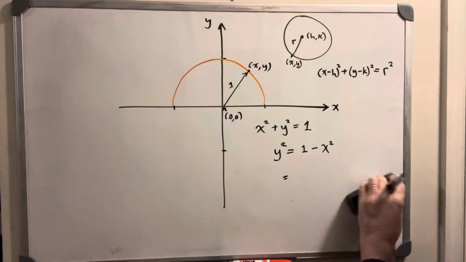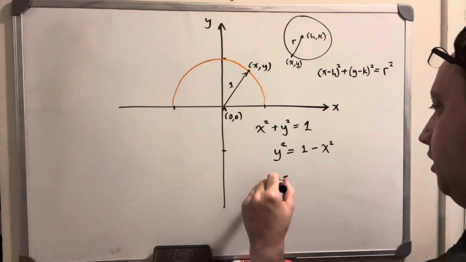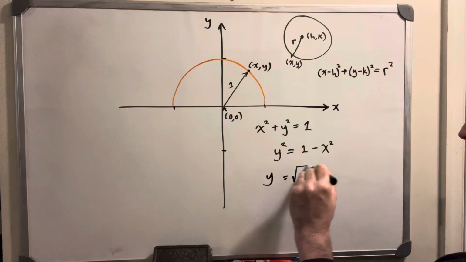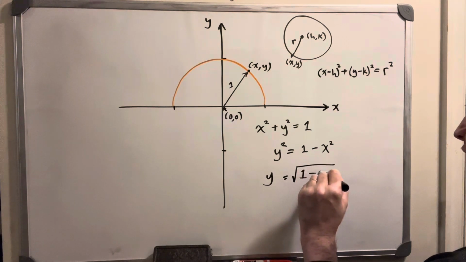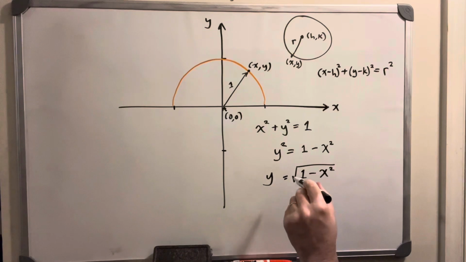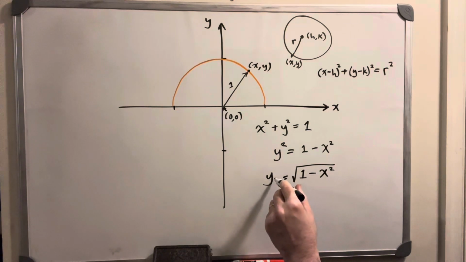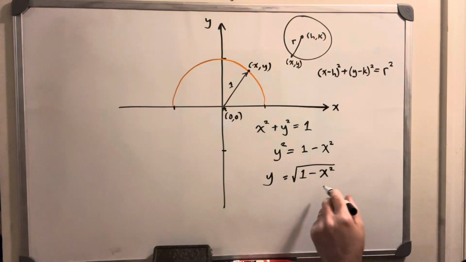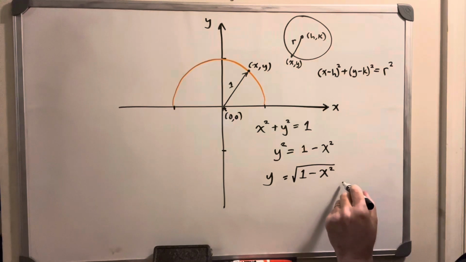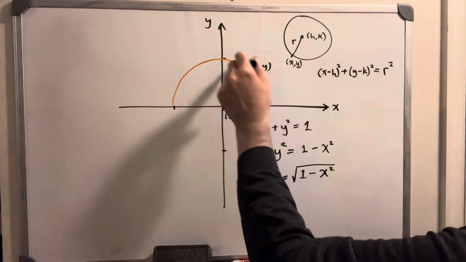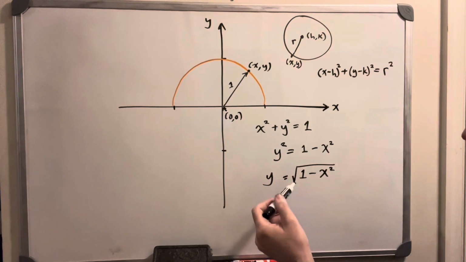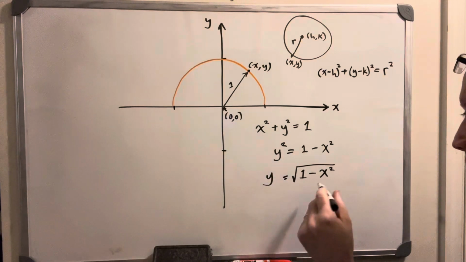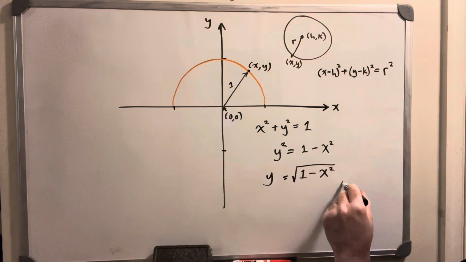So given that, we can say that y is the square root of 1 minus x squared. And this means that y is positive, and y is positive in the upper half. So this is the equation for all positive values of y that are the distance of 1 from the origin 0, 0. So this is the answer to part A.